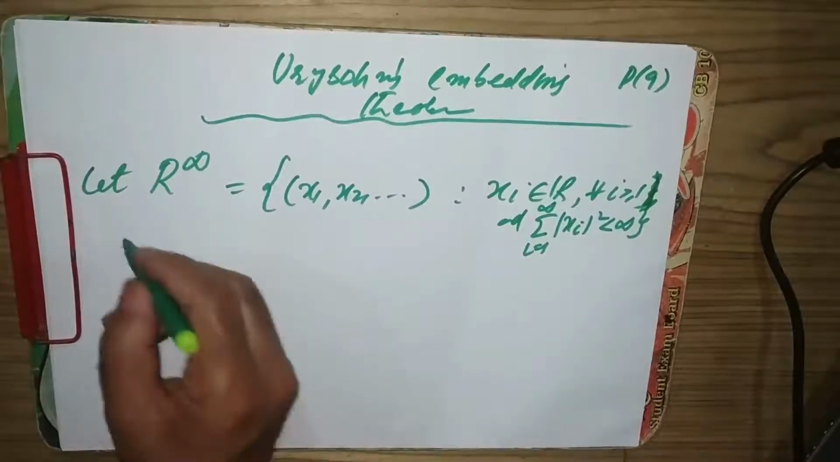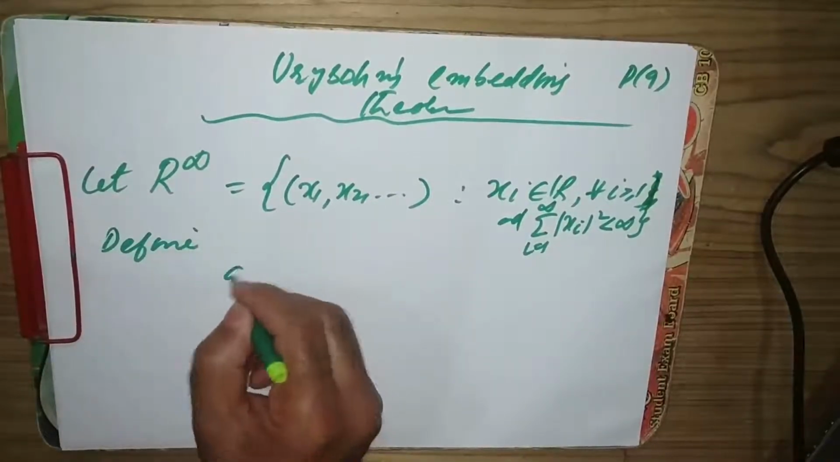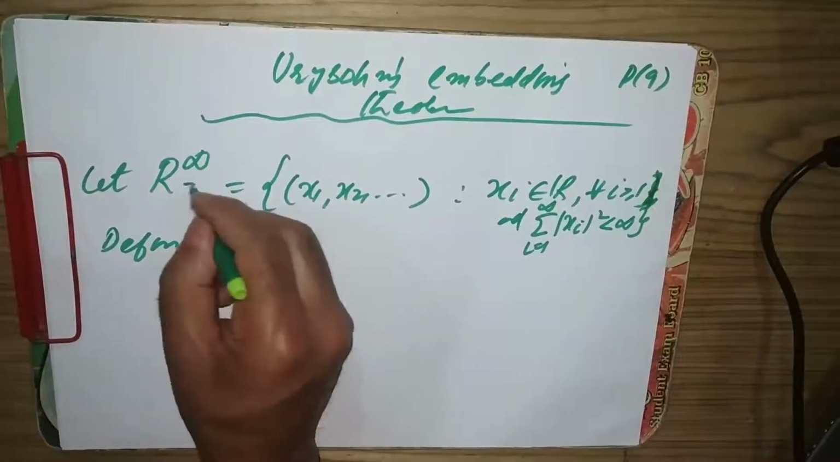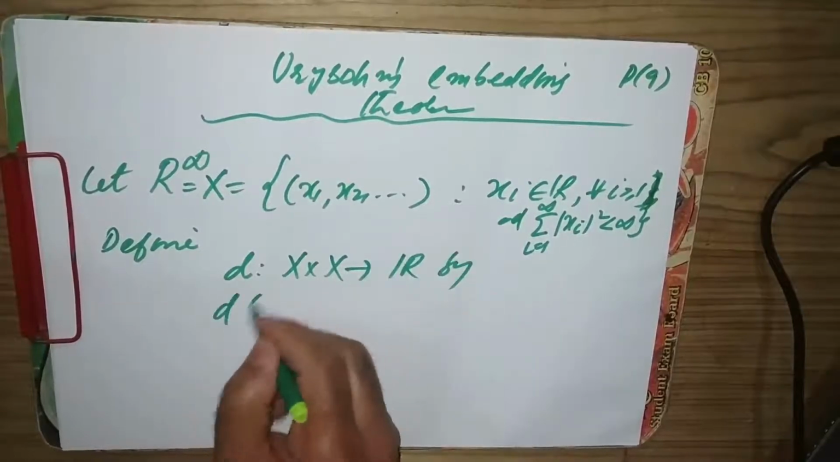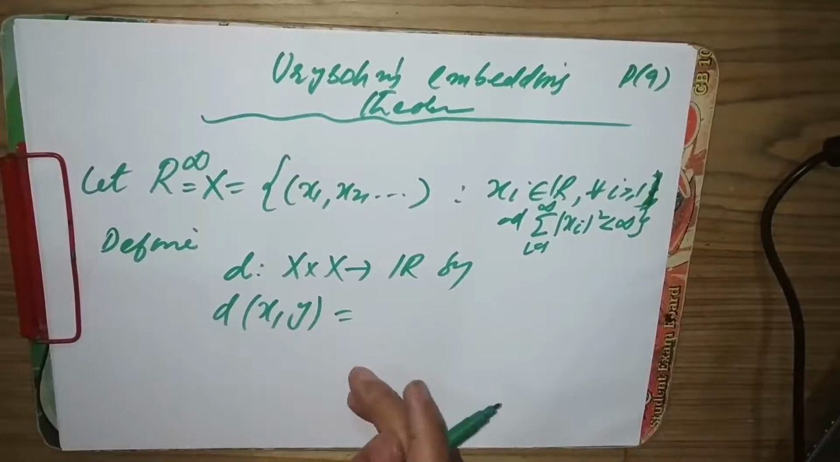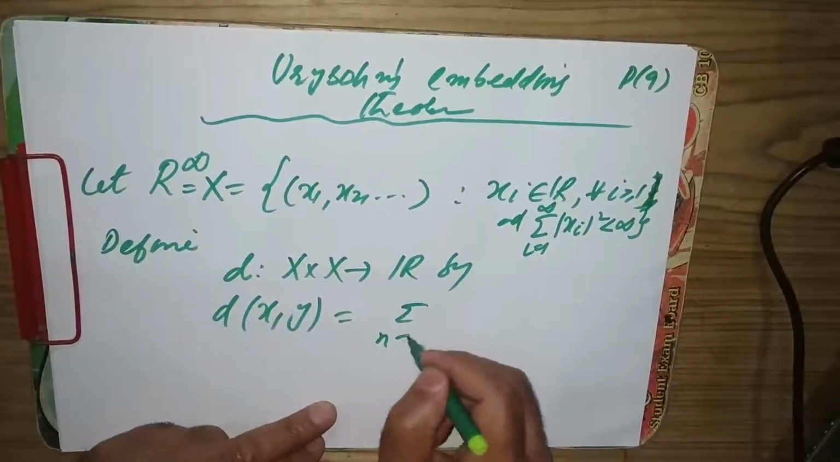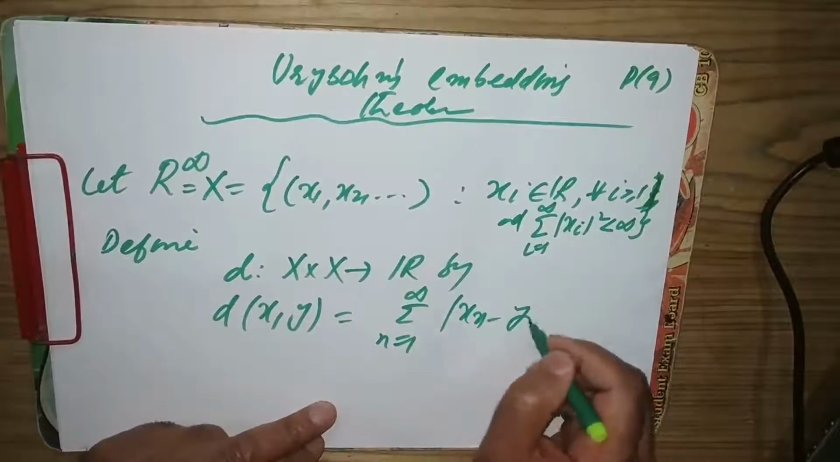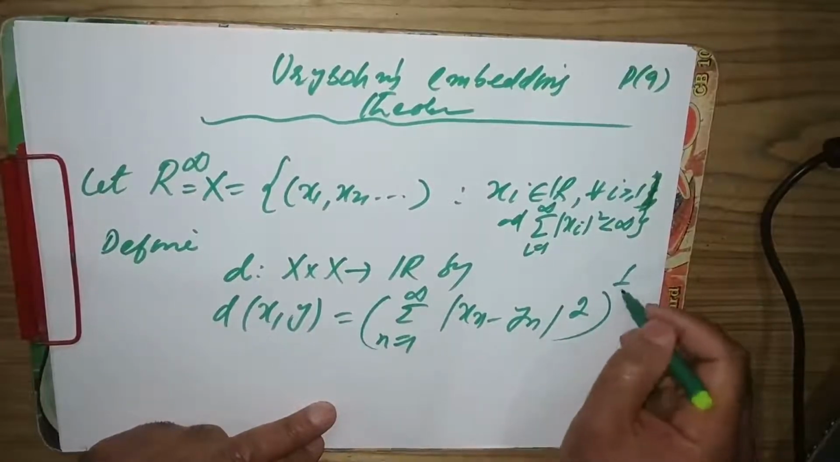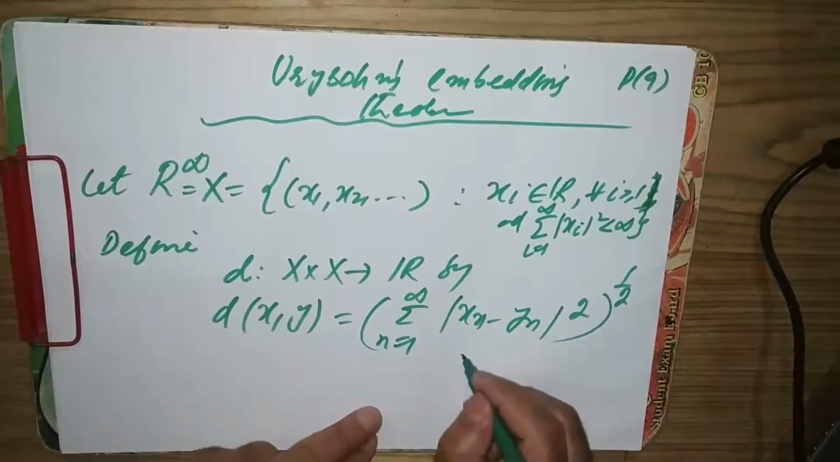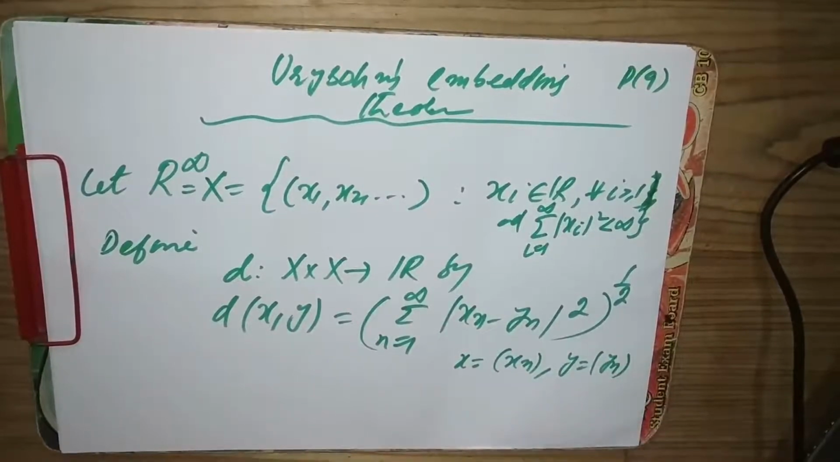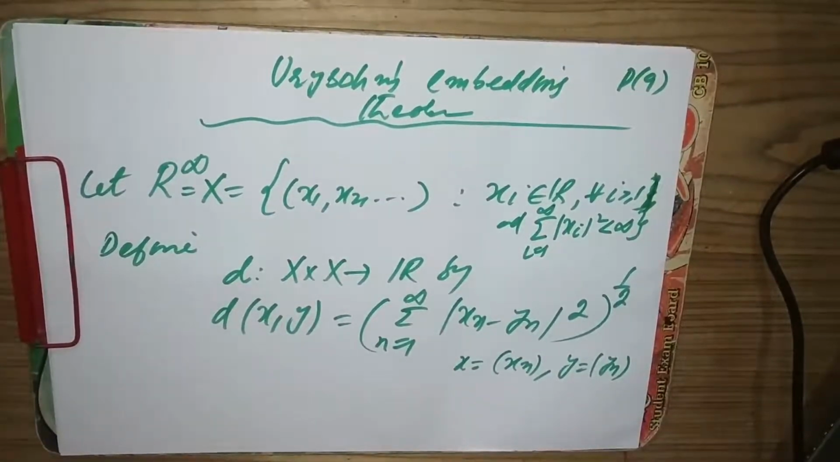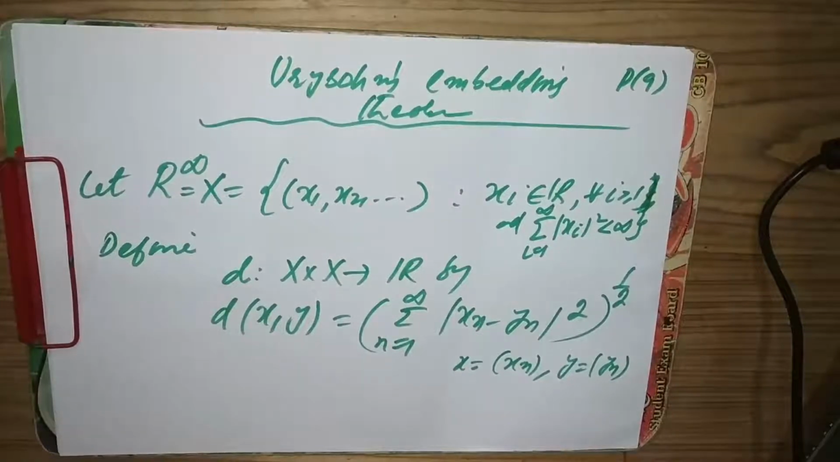So let's define the metric. Let's denote this set by X. Define d from X cross X to R by d(x,y), where x and y are infinite tuples, equal to the summation, n running from 1 to infinity, of mod of x_n minus y_n whole square, whole power 1 by 2. Here x is an infinite tuple x_n and y is an infinite tuple y_n.